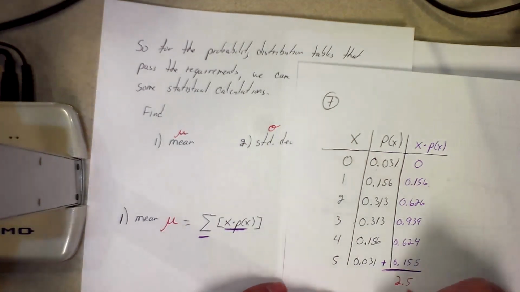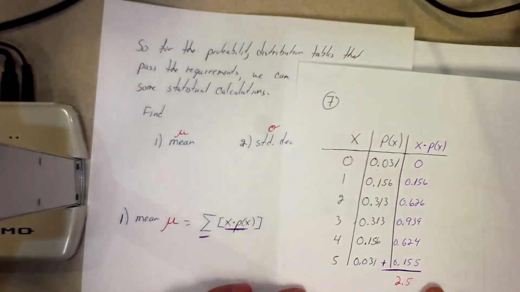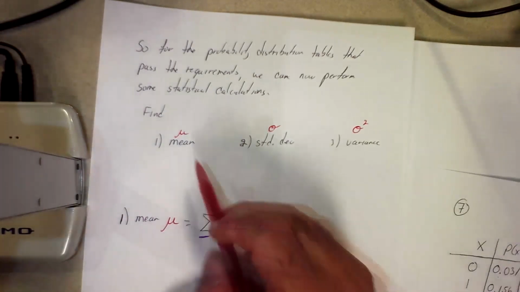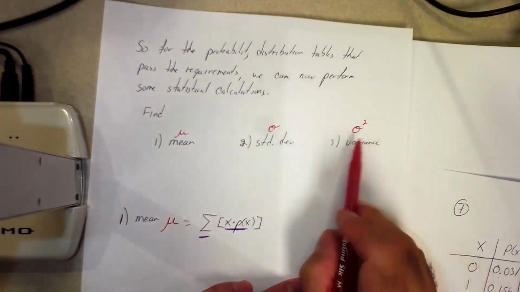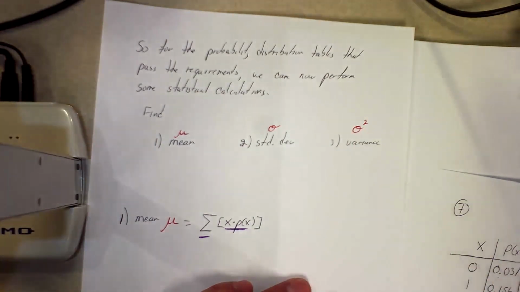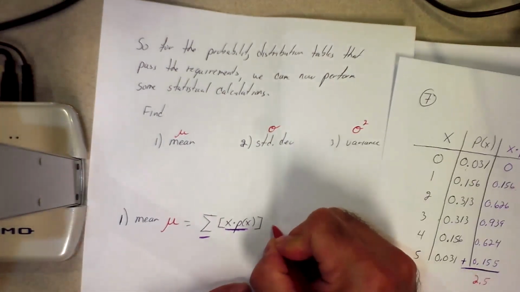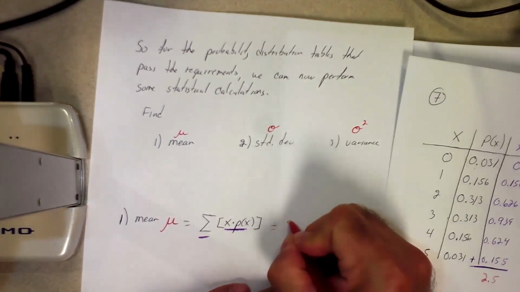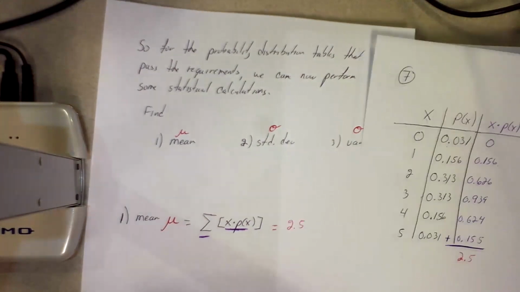Okay, 2.5. So whatever the sum you get, you're gonna write all the numbers, even if it's a lot of decimals behind it, you're gonna leave them all there for now. We're gonna find all three values first, and then at the very end, after we get the last one, I'll tell you the rounding rules for it. So my number for my mean is 2.5. All right, so that's the mean.